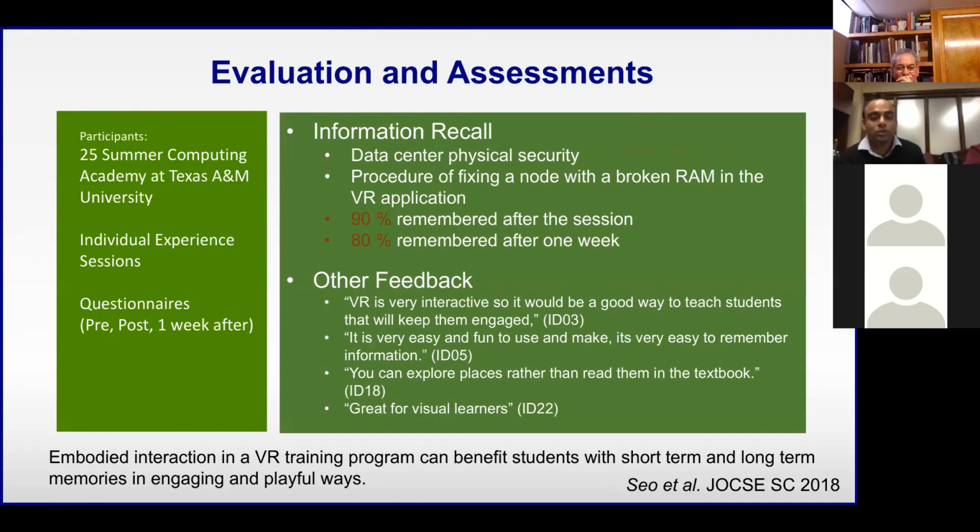90% of students remembered this after the session, and 80% remembered it after 1 week. So if you really want to teach people how to do something and you have 80% retention, I feel pretty good about it. Some of the feedback was that VR is very interactive, so it would be a good way to teach students and will keep them engaged. It is easy and fun to use, and it is easy to remember information.